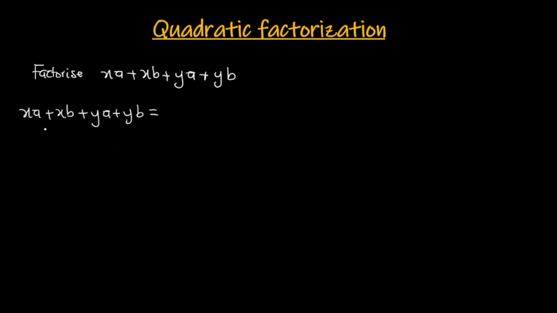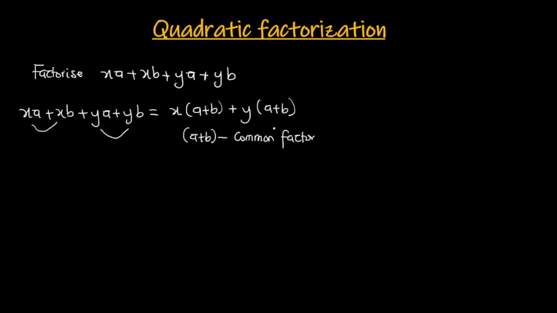Now, if we factor x out between the first two expressions, we will have a plus b inside the bracket. Plus, between the last two, if we factor y out, we will have y outside the bracket, then into bracket a plus b. Now, note that we are having a plus b repeating. In this case, the a plus b is what we call the common factor, so we don't need to write it 2 times.